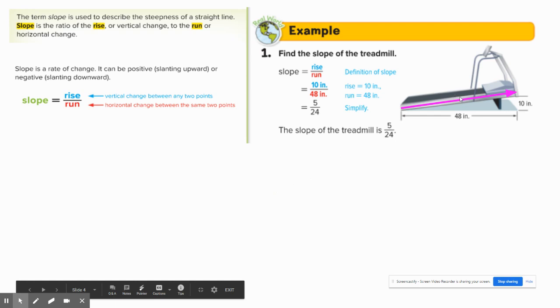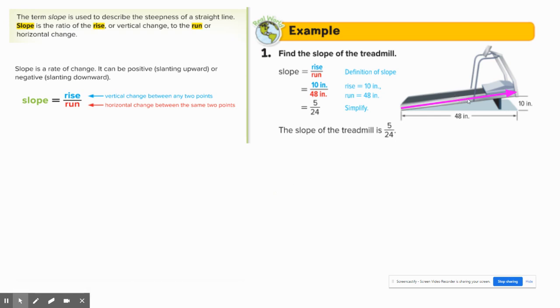Okay, so if we have an example here with words or a picture, this uses a picture, sometimes they just give you words, and they want to know what the slope of that treadmill is. Well, you look at the rise, which is 10, the run is 48, you put 10 over 48, that simplifies to 5/24.